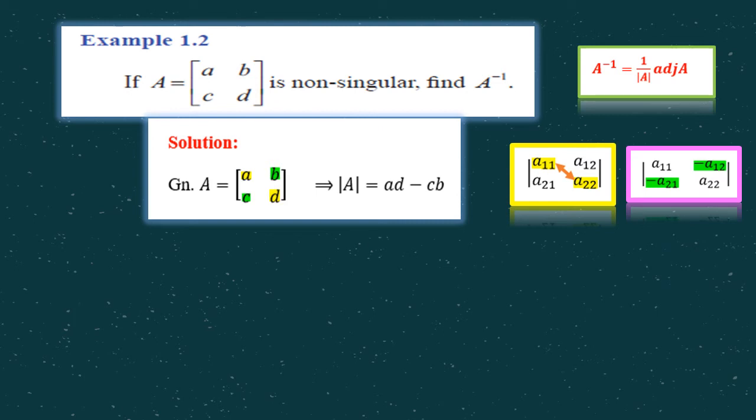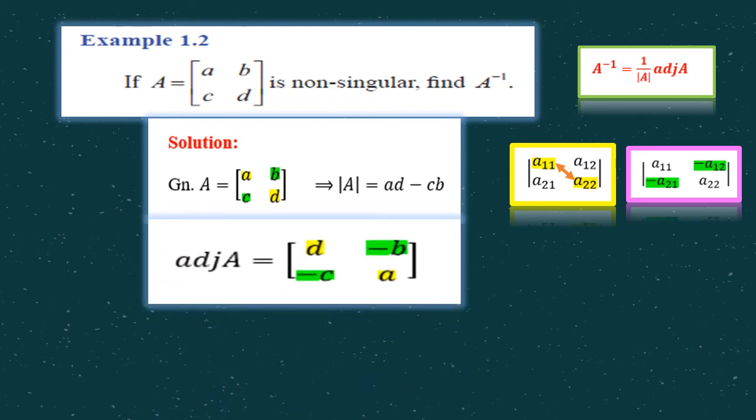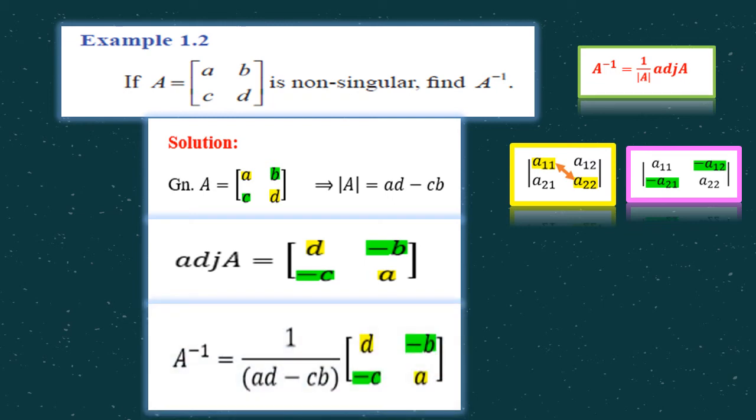So what are the main diagonal elements? A, D. We interchange these two and change the sign of the other two elements B and C, that is minus B, minus C. So what will be your adj A? D, minus B, minus C, A. So apply in the formula: A inverse equal to 1 by determinant A, that is AD minus CB, into adj A, that matrix D, minus B, minus C, A. Remember, here we need the determinant A value, and it is given in the question that it is non-singular, so we do not need to check for a non-zero value. It is given, so A inverse exists. Got it?